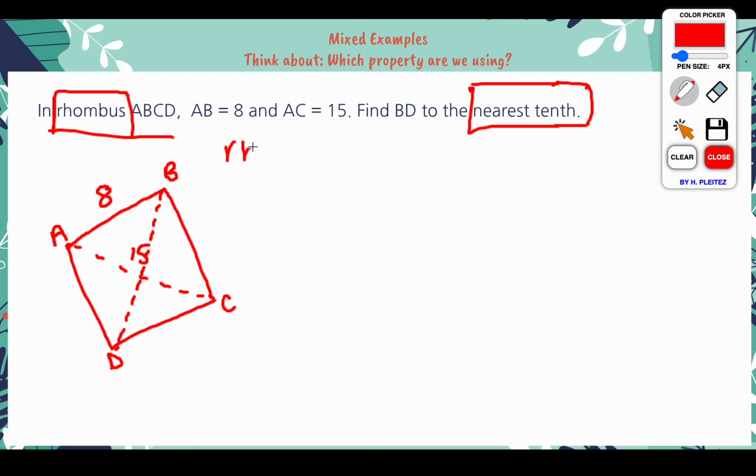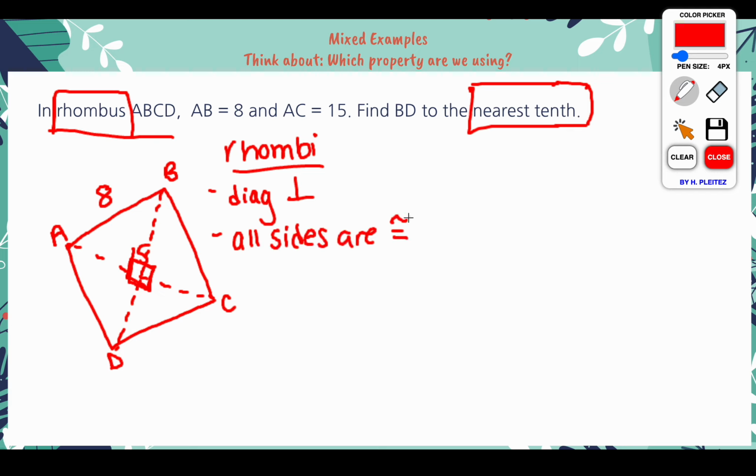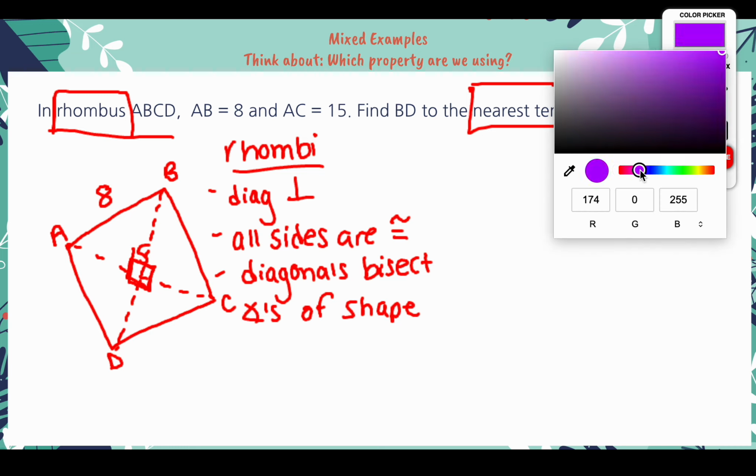Now what we know about rhombi, the unique properties, I'm going to list them for now, is that our diagonals are perpendicular. So I'm going to go ahead and draw my right angles in there. I know that, and this is from memory, all sides are congruent, so bear with me if it takes me a second. And then the last one is that diagonals bisect the angles of the shape. See, if I didn't know my properties of a rhombus, I'm not going to be able to solve for this at all. Now I'm going to make a change to what I just did.